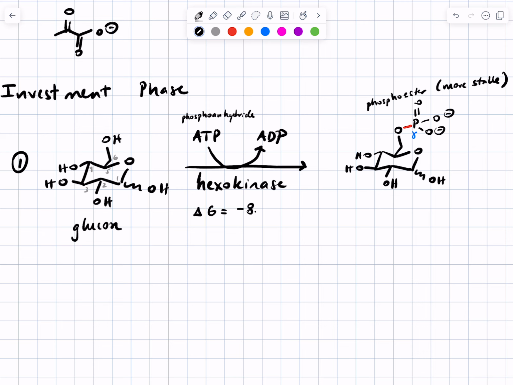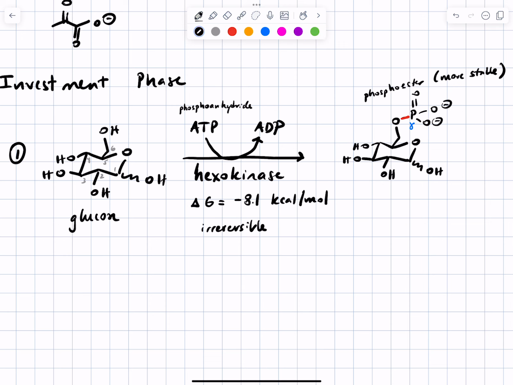I don't want you to memorize this number, though you do need to know that this first step is irreversible. But the reason it's irreversible is because the phosphoester is so much more stable than the phosphoanhydride. And the product here is called glucose 6-phosphate.